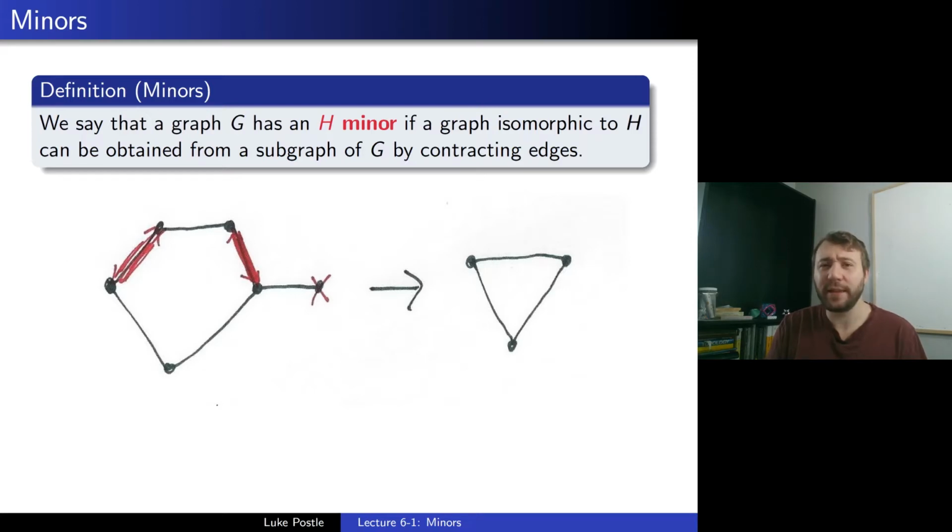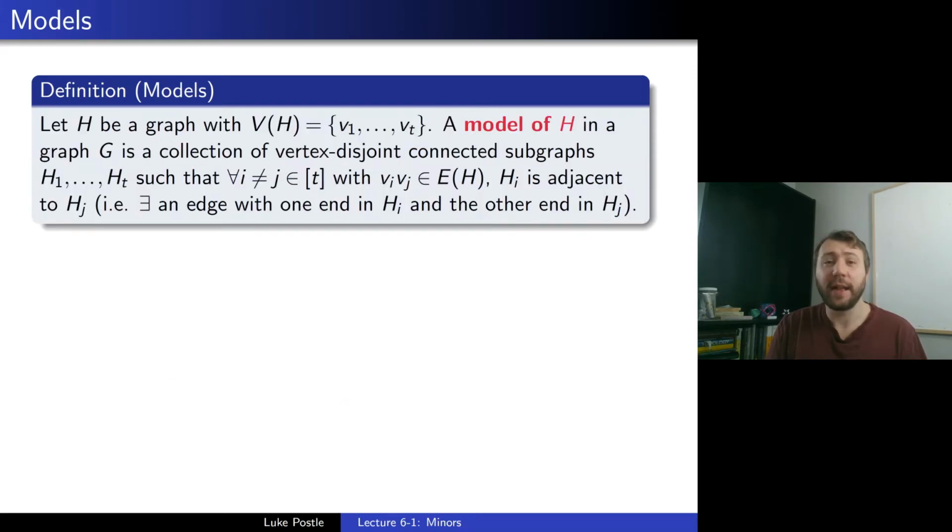So a better way to think about minors is as models. So what is a model? Well, let H be a graph, this graph we want to find as a minor, and let's enumerate its vertices as V1 up to Vt. Then a model of H in a graph G is a collection of vertex disjoint connected subgraphs, H1 up to Ht, such that for every i not equal to j in t, with ViVj in E of H, Hi is adjacent to Hj. And what that means is there is an edge with one end in Hi and the other end in Hj. So basically this tells you where to find the minor.